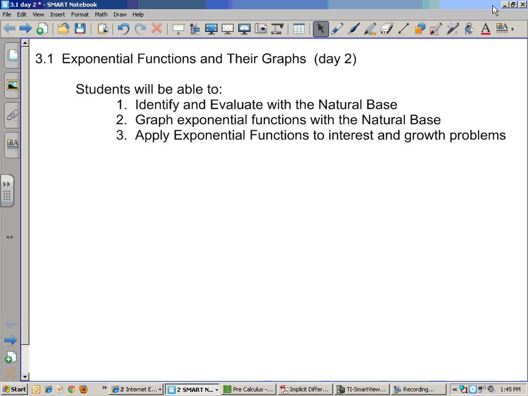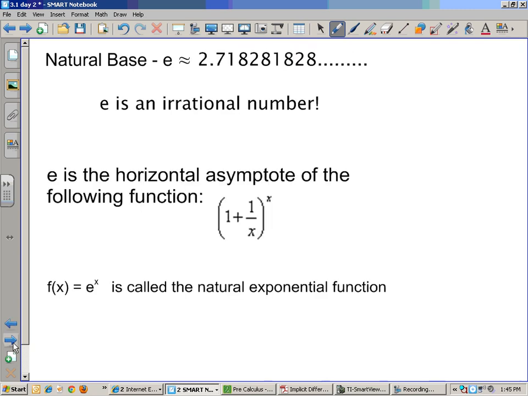All right, so day 2 of 3.1, here's what we're going to do. We're going to make sure that you can do exponential curves with a natural base. We'll talk about that. You'll want to be able to graph them, and then we're going to use application problems, and we're going to be calculating interest.